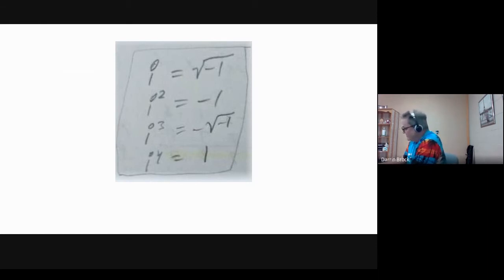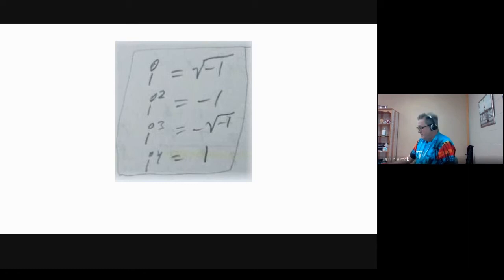i squared: if you square this, you just get -1, right? Because the square root of -1 times the square root of -1 would be -1. i to the third would be negative square root of -1, because i squared is -1, so -1 out front would be a negative square root of -1. And then i to the fourth is i squared times i squared, which is -1 times -1, or +1. So when you deal with i, you always have one of these as your end result.